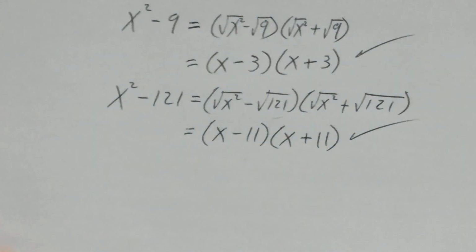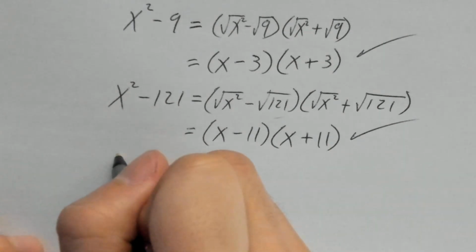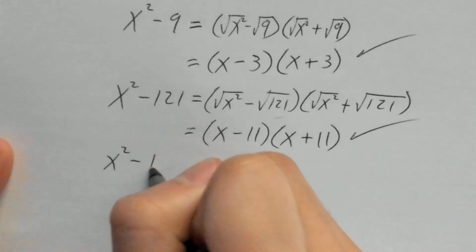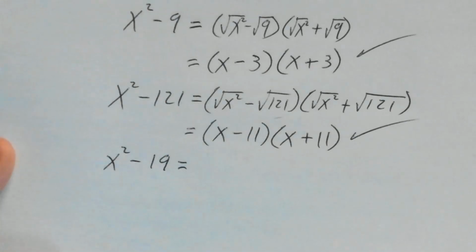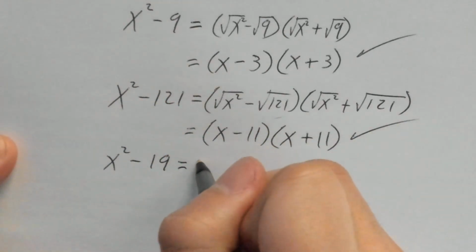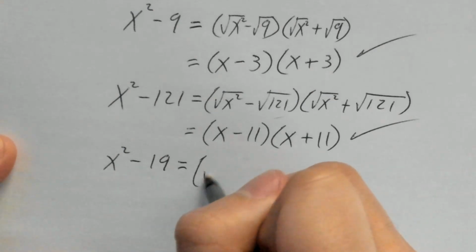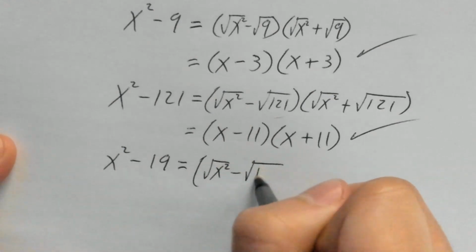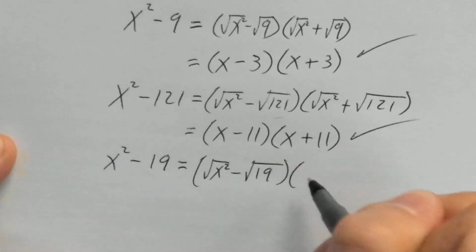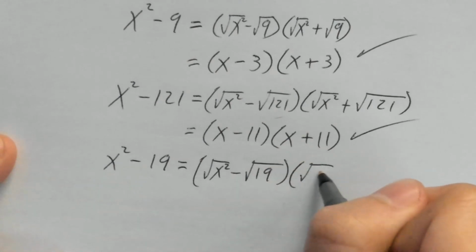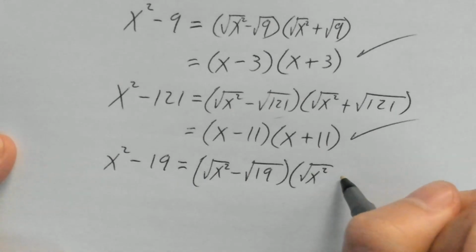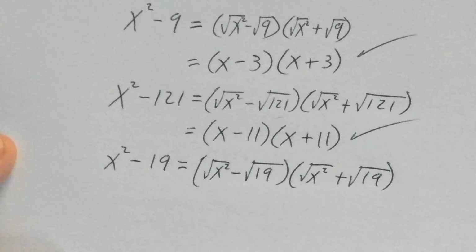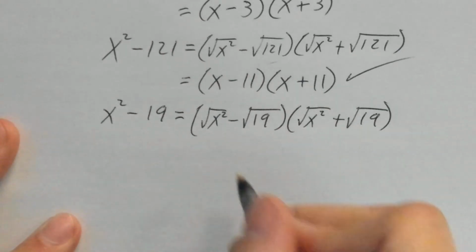Sometimes the numbers you'll be given may not be perfect squares. Like something like this. But it's fine. Do the same process. The square root of the first term minus the square root of the second one. And then again the square root of the first term plus the square root of the second one.